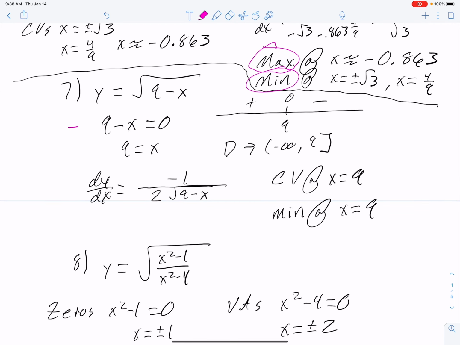Number 7, again, I establish my domain by finding where what's inside the radical equals 0. Wherever it's positive is going to create my domain. Find my derivative. There's no way for my numerator to equal 0, so my only critical value is the 0 I got from the original function, and since it's a 0 of the original function, in this case, it is a minimum.